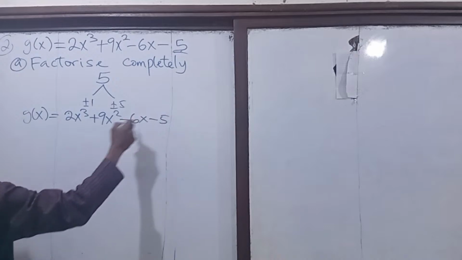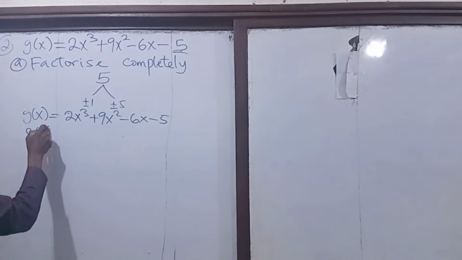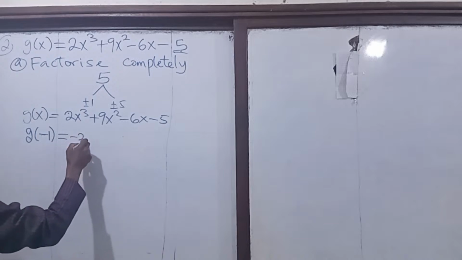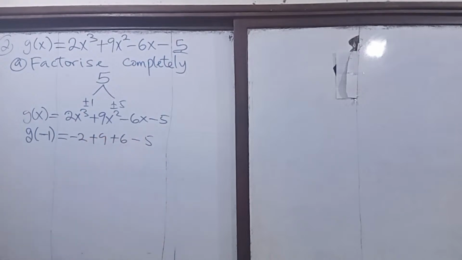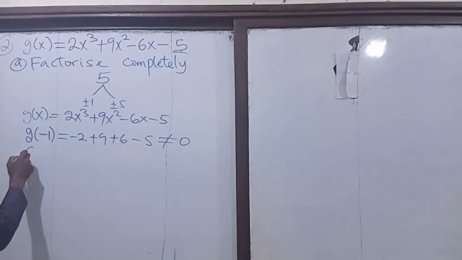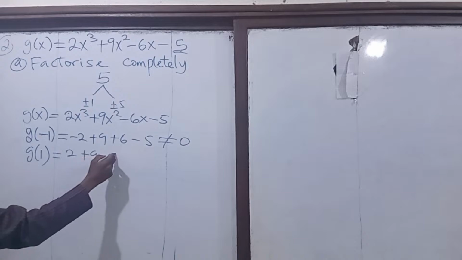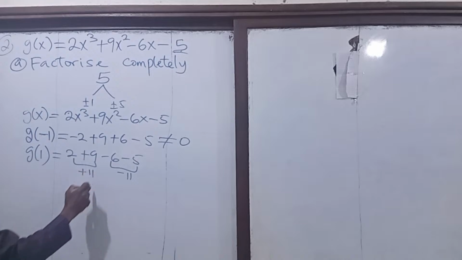Okay, so what we are going to do, if you take g of minus 1, let's see if it's going to give us 0. If you do that, you're going to have minus 2 here, plus 9, plus 6, minus 5. And this is not equal to what? This is not equal to 0. Let's take the plus 1, g of 1, that will be 2 plus 9, minus 6, minus 5. This 2 is minus 11, this 2 is a plus 11. So this is equal to what? This is equal to 0.